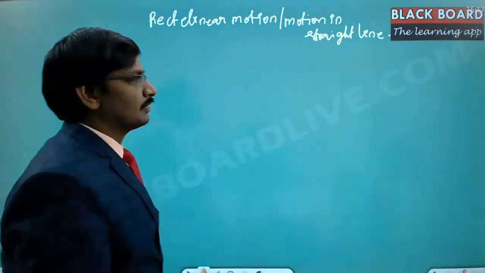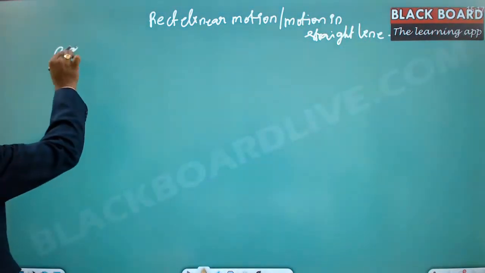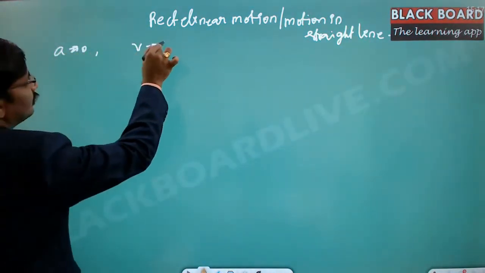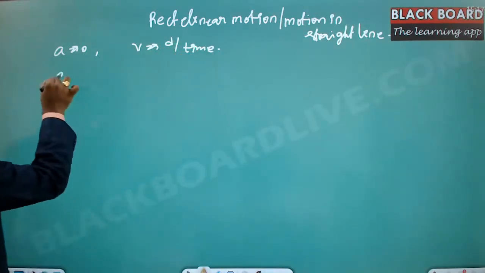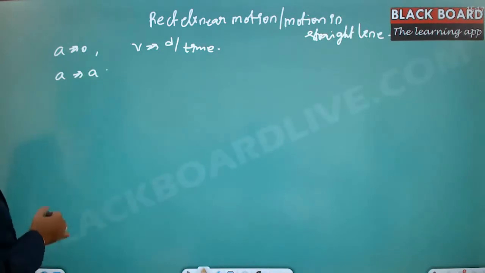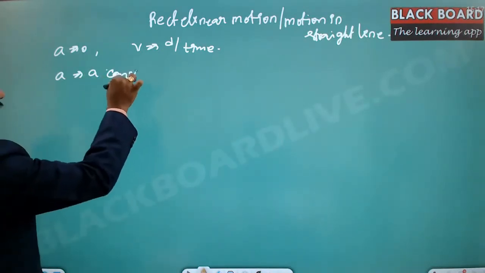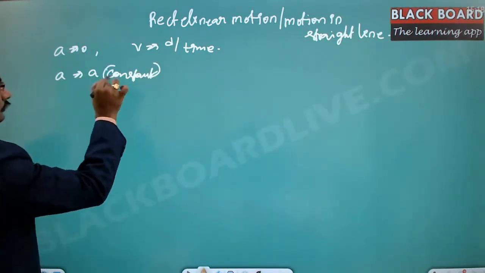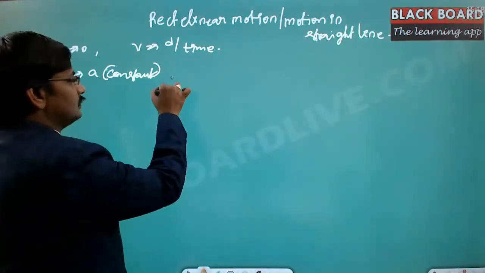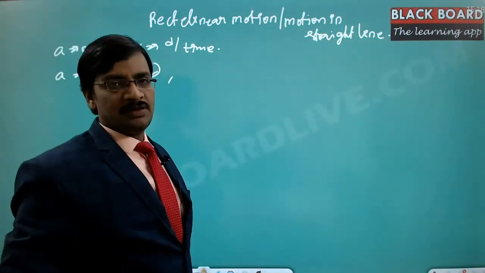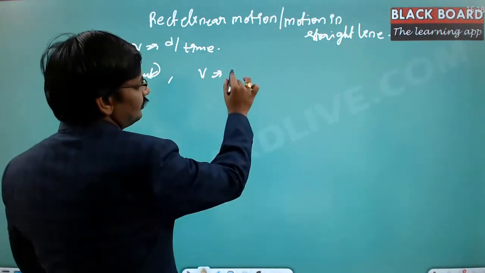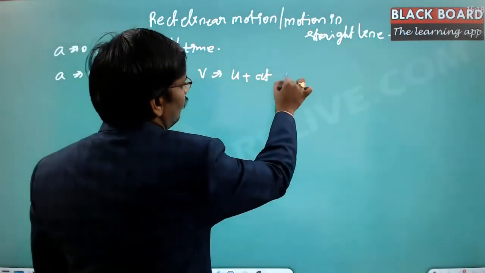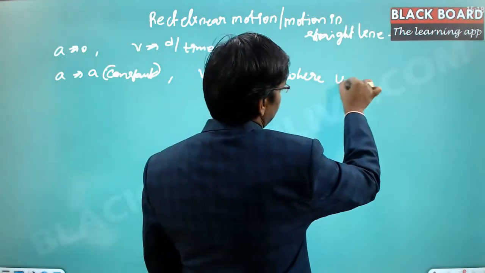One is when acceleration is 0 and we have the velocity is equal to displacement by time. And the second case is when acceleration is constant. In this particular case, we have got different formulas for different variables. That is, velocity at any instant of time is u plus at, where u is the initial velocity.